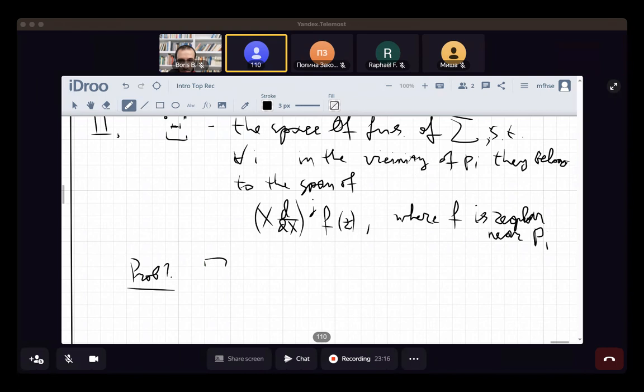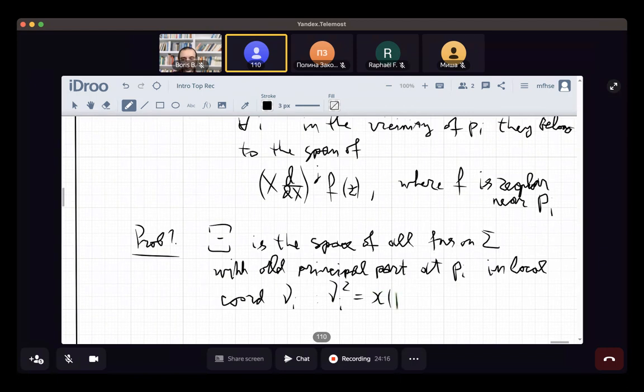Equivalently, psi is the space of all functions with odd principal part at pi in local coordinate nu I such that nu I squared is x of x minus x of pi.